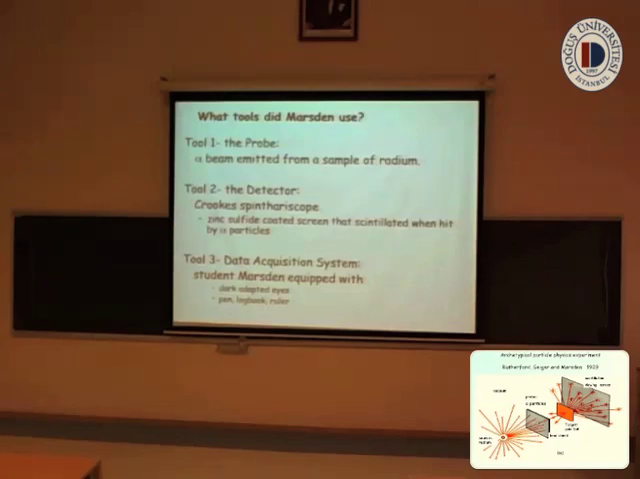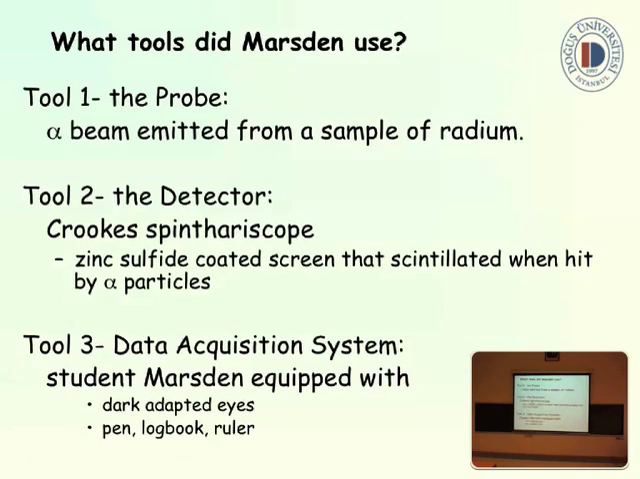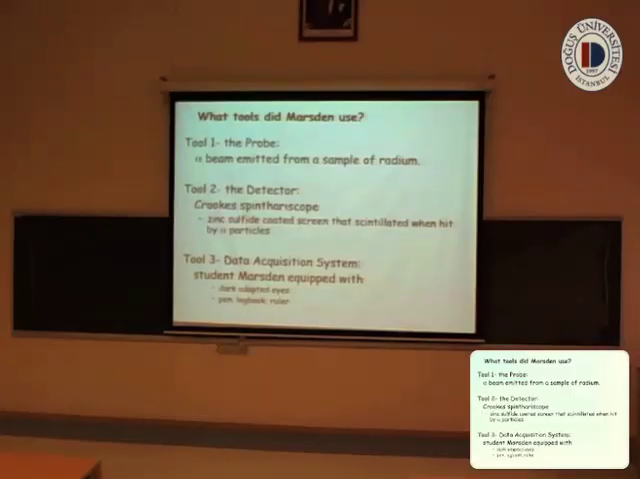What tools did Marsden use? I already said the first tool is a probe, an alpha beam emitted from an alpha sample of radium. The second tool, the detector. It was, oh my God, this is a very complicated word. I don't know how to pronounce it, but this is a name for this screen, spinthariscope. And the third tool is a data acquisition system, which was very complicated and sophisticated at the time. So students equipped with dark adapted eyes, pen, logbook, and a ruler.